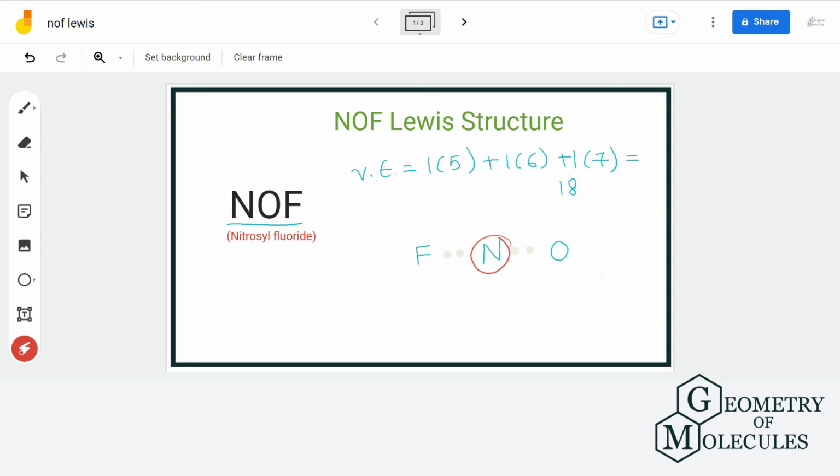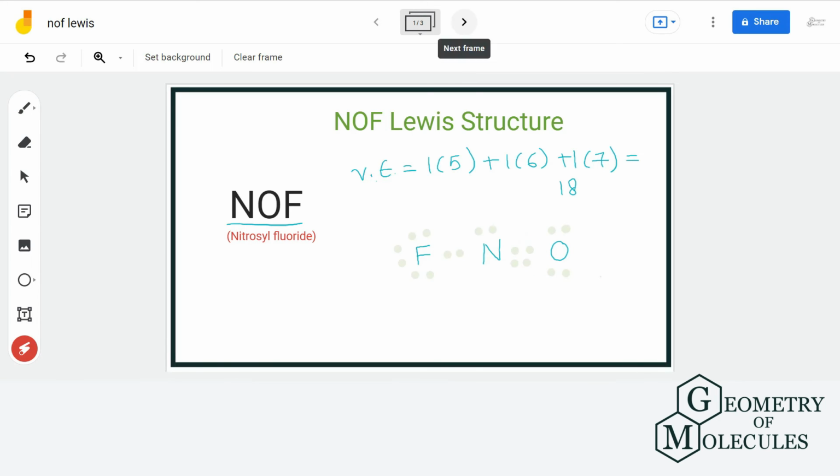Nitrogen here needs 4 more electrons for a complete outer shell. So we are going to place 6 valence electrons around the oxygen atom and 6 valence electrons around the fluorine atom. And the remaining 2 will be placed on the nitrogen atom. But here nitrogen still needs 2 more electrons for a complete outer shell, and we have already used all the valence electrons that we had. So to avoid that, we will move an electron pair from oxygen to in between nitrogen and oxygen. That will result in the formation of a double bond.